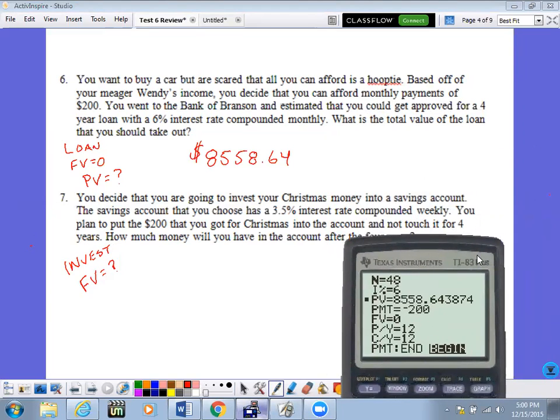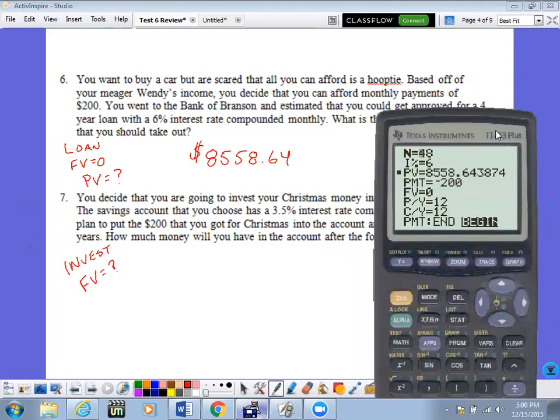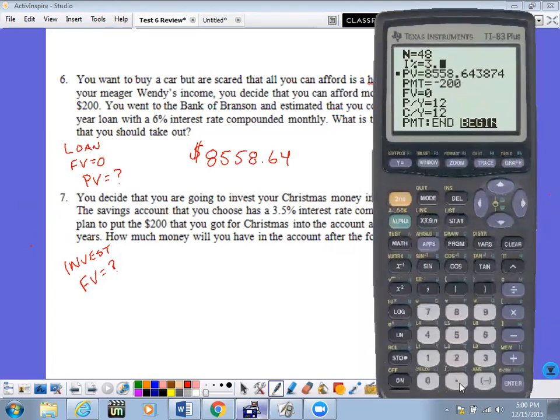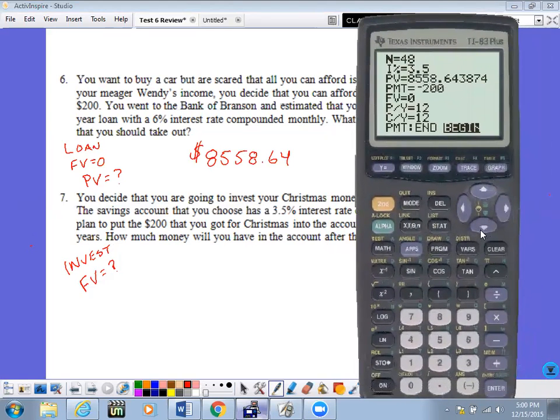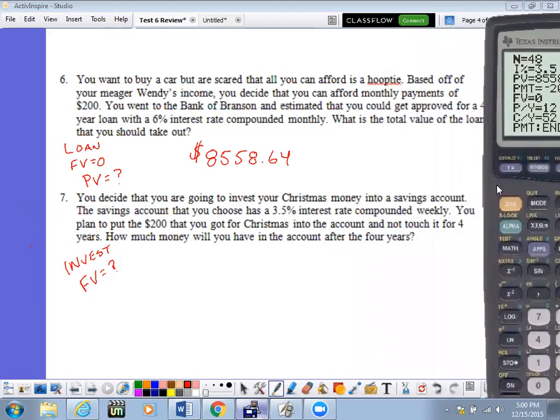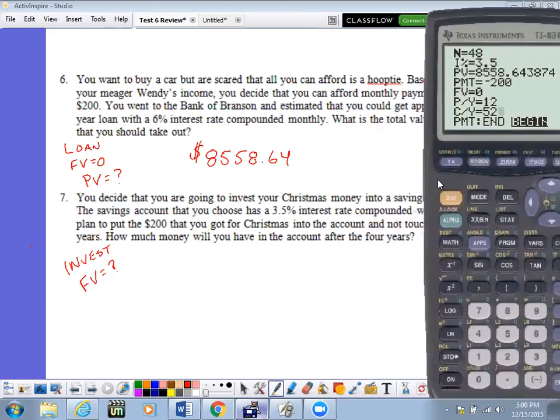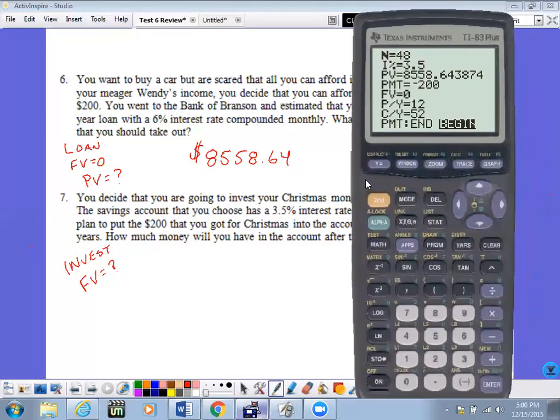It says 3.5% interest, so I'm going to go down to my interest rate and do that. 3.5%. Compounded weekly, so now we're going to come down here. Compounding periods is 52. You plan to put $200 into the account and not touch it for 4 years. So in this case, the only payments that our account's actually getting is going to be from interest. Since our interest is compounded 52 times a year, your payments will happen 52 times a year because that's how you're seeing payments is through your interest compounding.